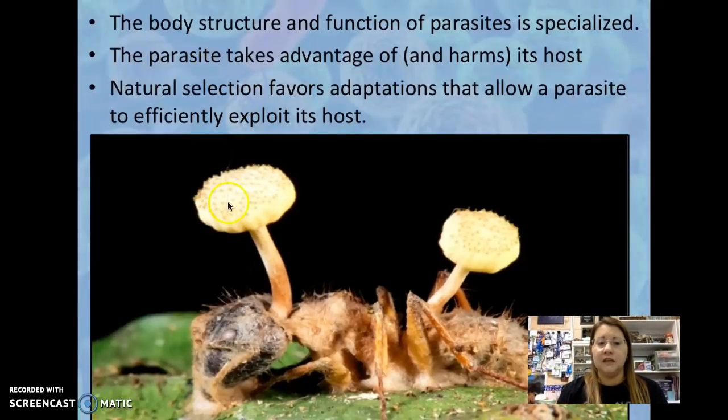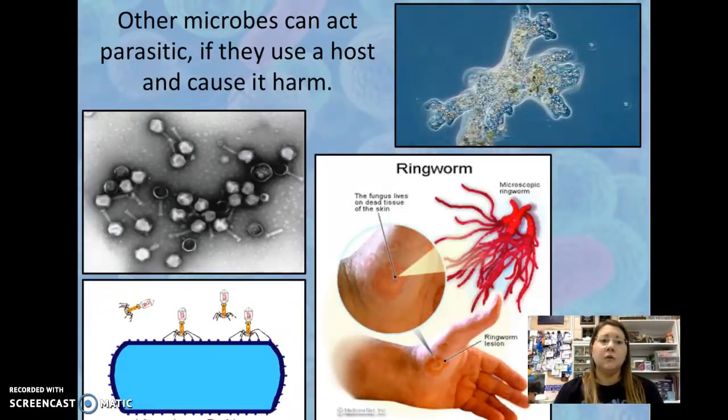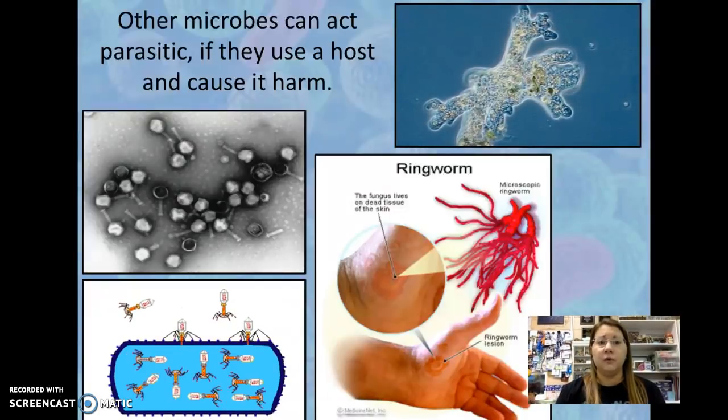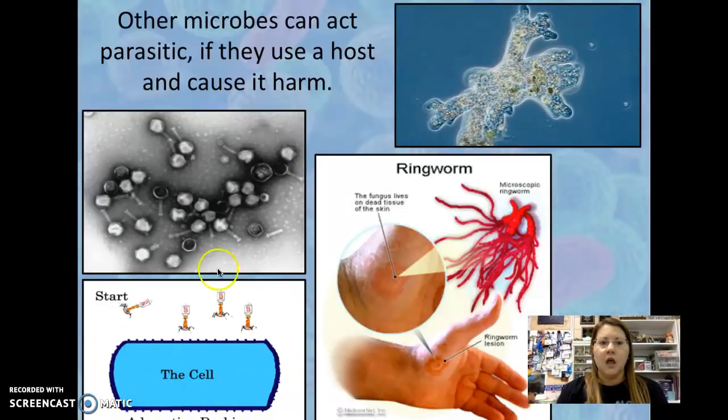For example, again looking at a fungus, these fungi have basically zombified and taken over this ant, and that happens to several different types of organisms. Like we looked at moths a few minutes ago on one of the pictures. Then the fungus sprouts out of the dead insect's body. So other types of microbes can act parasitic if they use a host and if they cause harm.